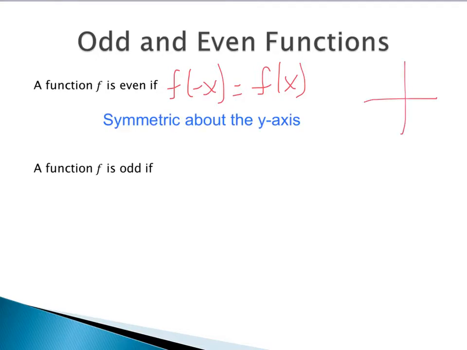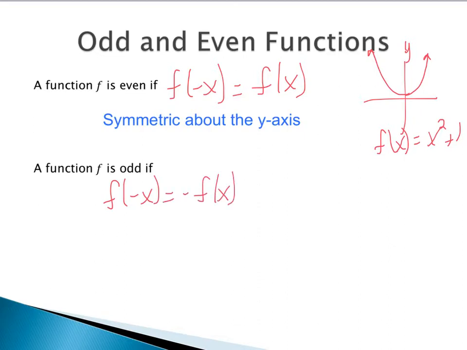So for example, if we think of our x squared function, that looks more like f of x equals x squared plus 1. That would be symmetric about your y-axis, so it's an even function. A function is odd if we can show that f of negative x equals negative f of x. Odd functions are symmetric about the origin.